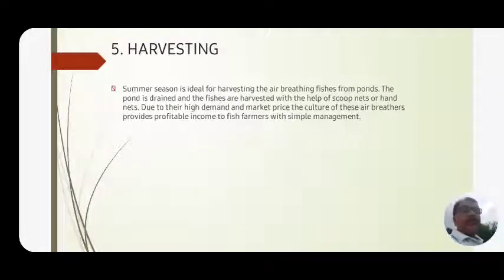Harvesting is done in the summer season because when we dewater the pond and the water is removed, these fishes are easily caught, easily collected by hands, or sometimes with scoop nets. When scoop nets or hand nets are used, harvesting is done, and these fishes are entered into the market for selling easily and suitably.